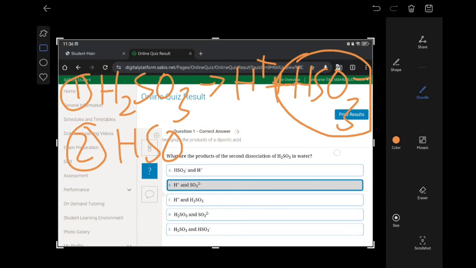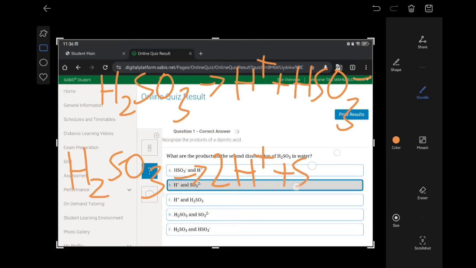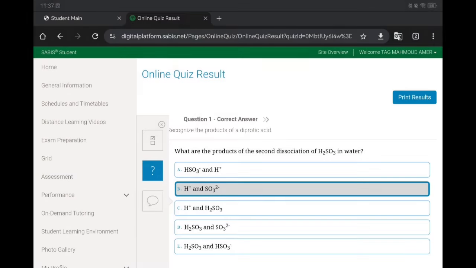Yeah, so you just split it up again. That gives you H plus and SO3 2 minus. Look, for the dissociation, you can either have it like this with multiple equations and each time you just remove one H, or sometimes you can do the whole dissociation at once. So you have this, you could just go instantly to 2H plus SO3 2 minus. But they're asking for the second one, that means you have to do it by order. So it's going to be this one.